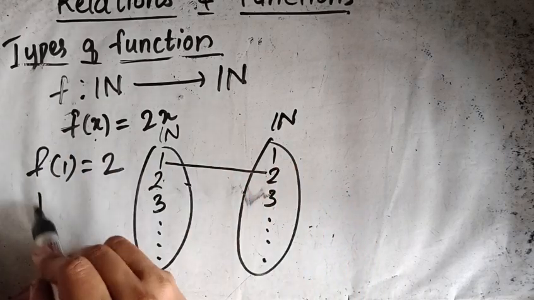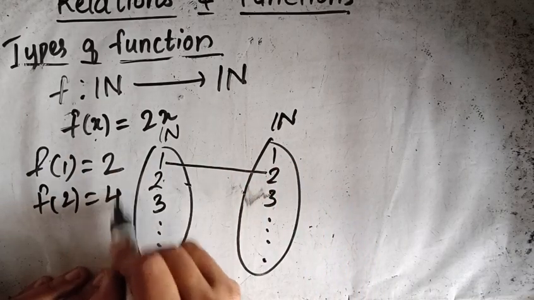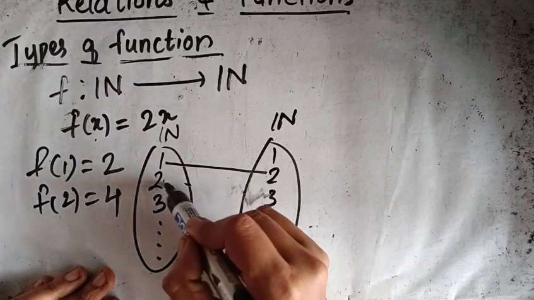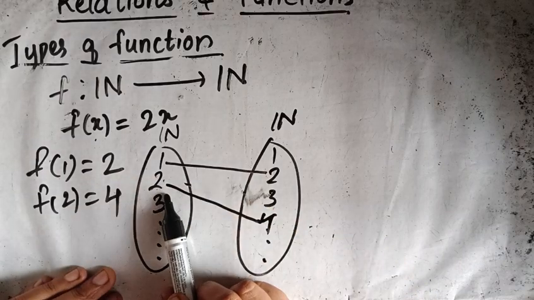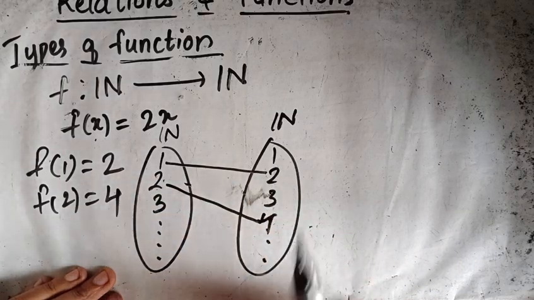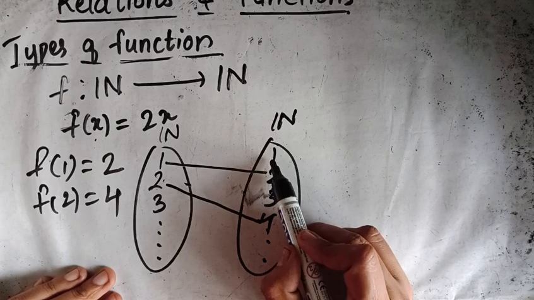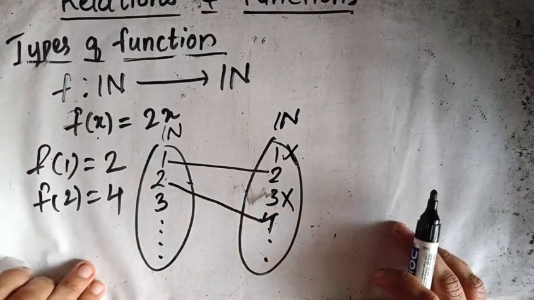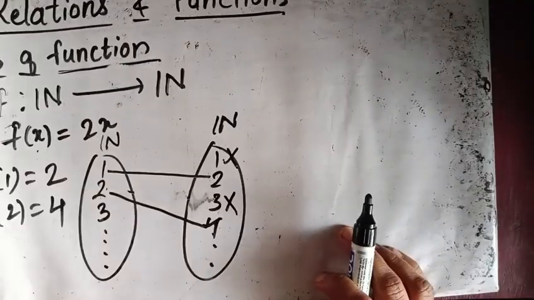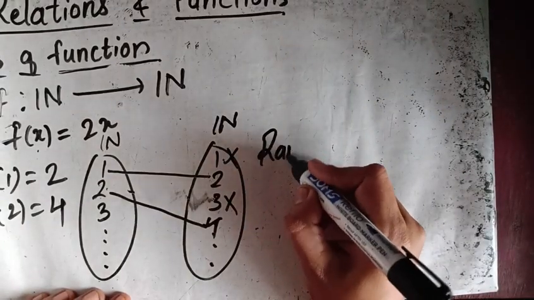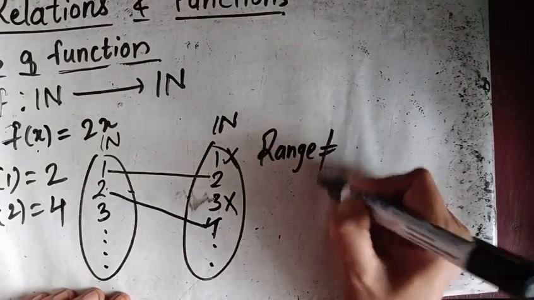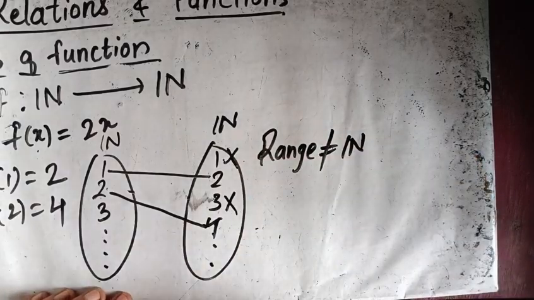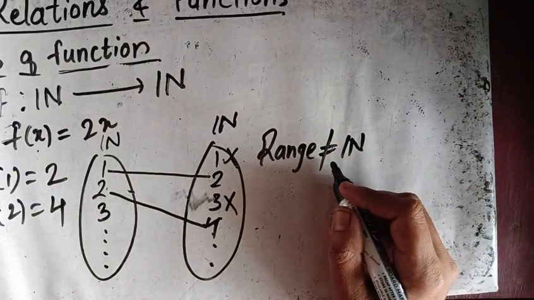2 is going to 4. So when you look at these elements, you'll find that 1 is left out, 3 is left out. So we know that the range set is not equal to the whole of N. So it is not onto.